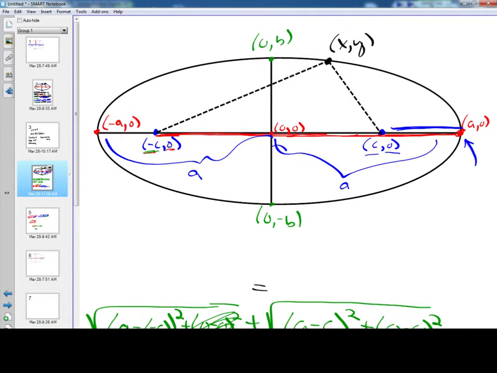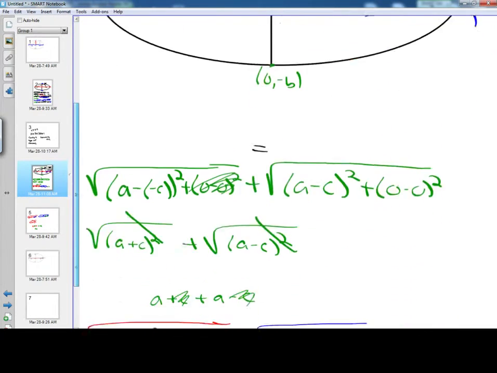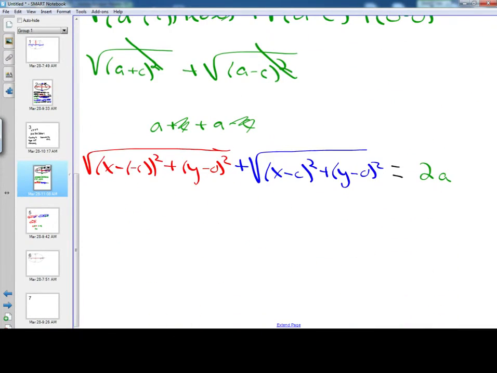Okay, can you go back down? So here's where we're at. The right side is cleaned up real nice, right? Now we just have to clean up the left side.